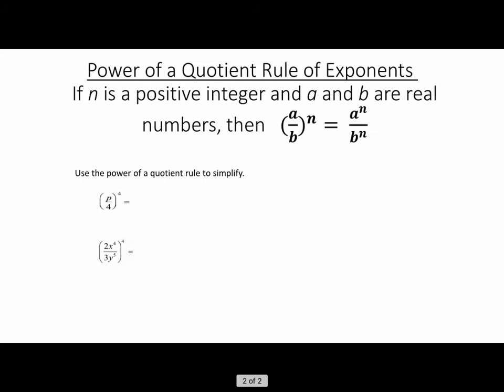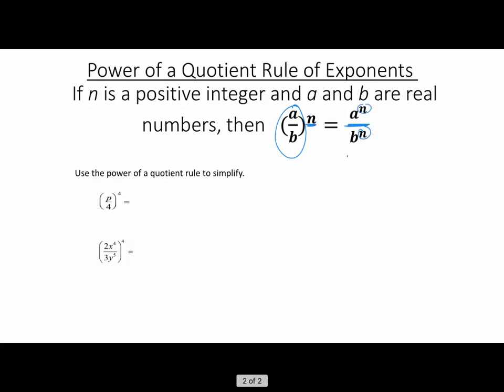Power of a quotient rule of exponents. If n is a positive integer and a and b are real numbers, then a over b to the nth power equals a to the n over b to the n. What this does is if you have a quotient, which means division, raised to an exponent, then each part of the quotient gets that exponent. So the numerator gets that exponent, and the denominator gets that exponent.